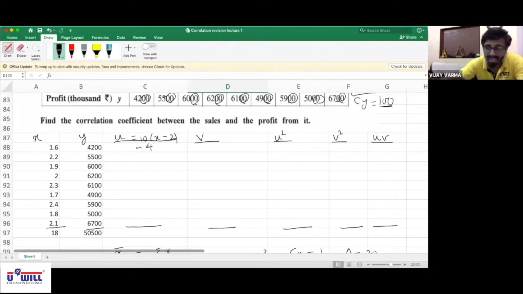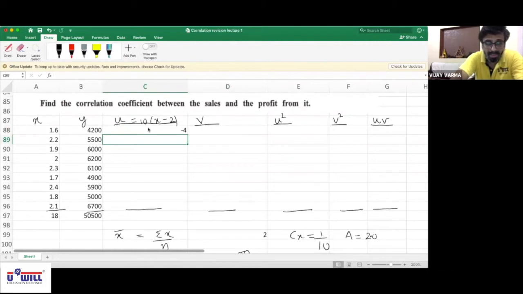All of you keep doing it in your calculator. I repeat: 2.2 minus 2 is 0.2, into 10, 2. Then 1.9 minus 2 is minus 0.1, into 10, minus 1. Then 2 minus 2, 0, into 10, 0. 2.3 minus 2 is 0.3, into 10, 3. 1.7 minus 2 is minus 0.3, into 10, minus 3. Then 2.4 minus 2 is 0.4, into 10, 4. 1.8 minus 2 is minus 0.2, into 10, minus 2. 2.1 minus 2 is 0.1, into 10, 1.